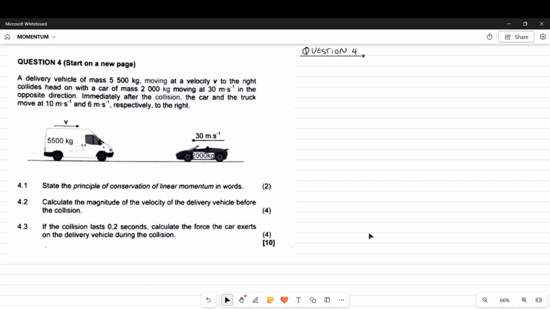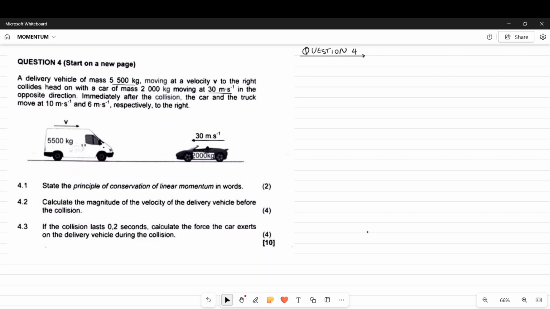Now, question 4 says that a delivery vehicle of a mass of 5,000 kgs, moving at a velocity of v to the right, collides head-on with a car of a mass of 2,000 kgs moving 30 meters per second in the opposite direction. Immediately after the collision, the car and the truck move at 10 meters per second and 6 meters per second respectively to the right.